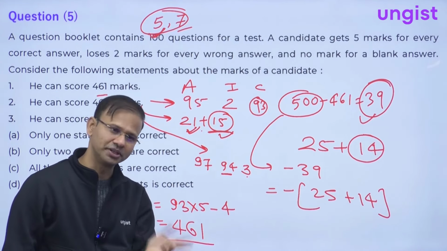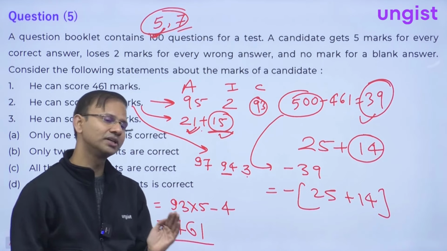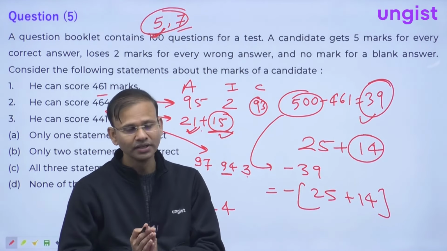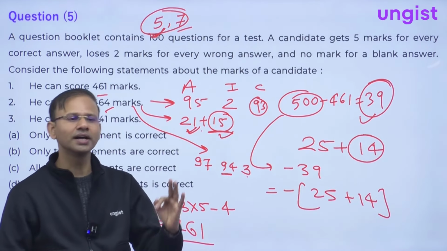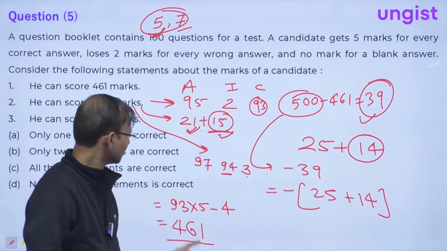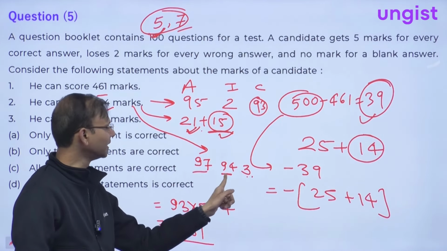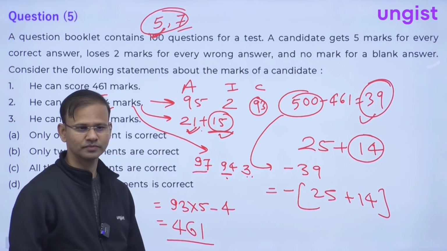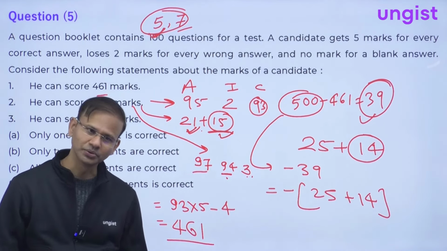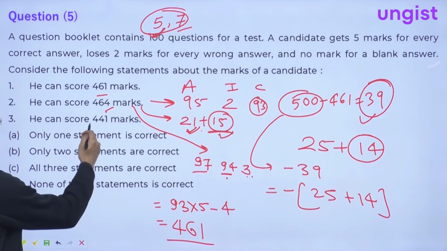3 questions are not attempted. So total he has attempted 100 minus 3, that is 97, and out of that 3 are wrong. So 97 total attempted, 3 are wrong, 94 are correct. Getting it, everyone? Okay. Now, can you suggest to me the combination for the third one?